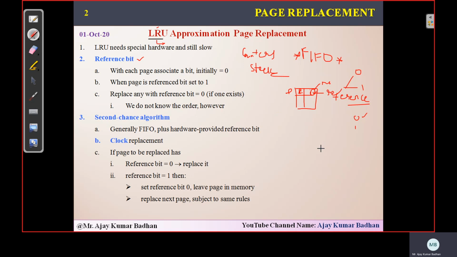Now whenever one particular page is referred to, we will set the reference bit of that page as 1. What this indicates is that with the help of this we'll come to know which pages have been referred by the system and which pages have not been used.